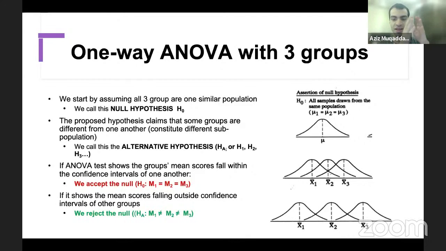And let me explain why we do a mean comparison test. So imagine you're conducting an experiment and you get the results, okay?